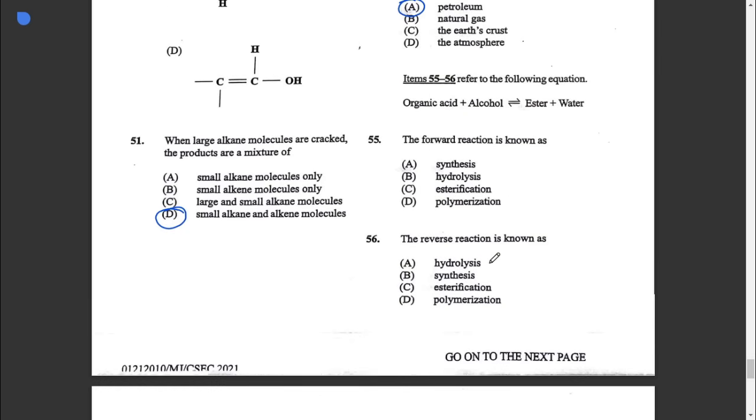So we have the organic acid plus the alcohol to give the ester plus water, all right? Then 55 asked, the forward reaction is known as, so this is an esterification reaction. And the reverse reaction is known as hydrolysis. That's how you take the ester to its starting materials, whether acid hydrolysis or basic hydrolysis.